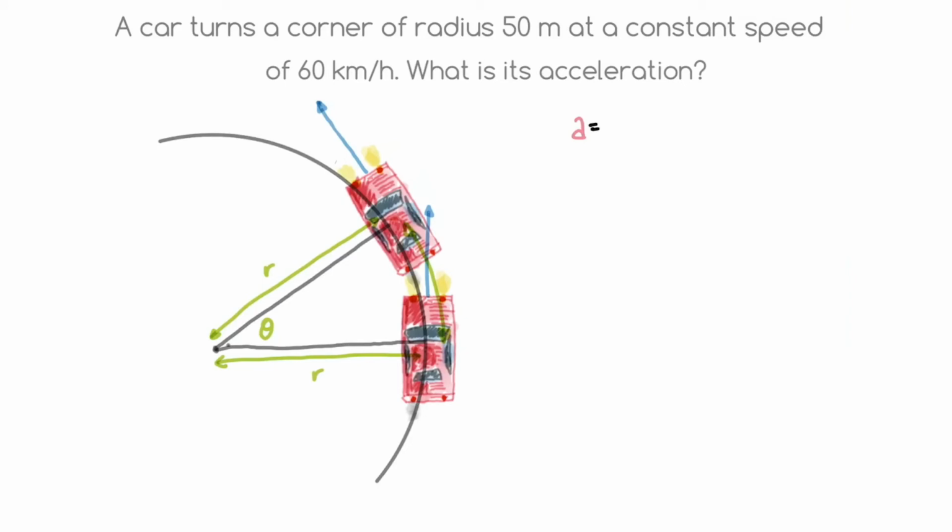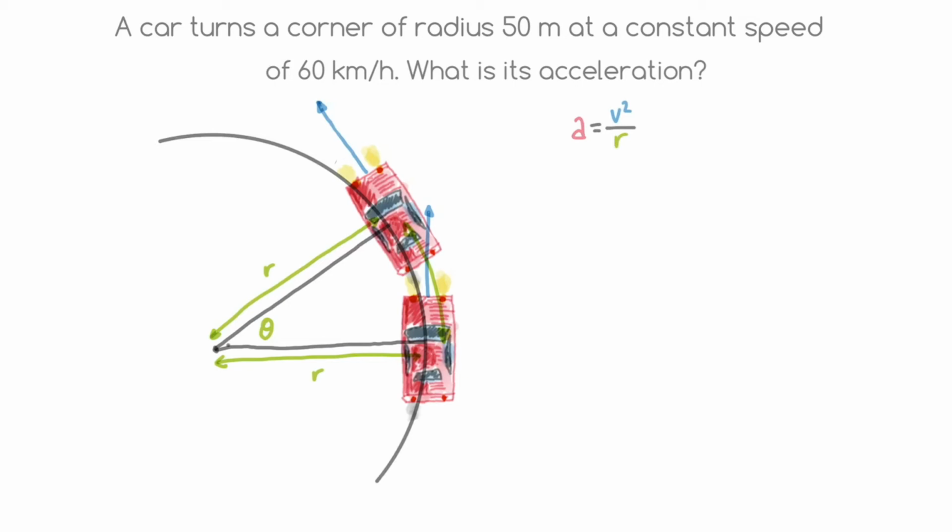So a car turns a corner of radius 50 meters at a constant speed of 60 km per hour. What is the acceleration? It's a fairly straightforward example. We're just going to use this formula that I'll slowly write down here: a equals v squared on r.